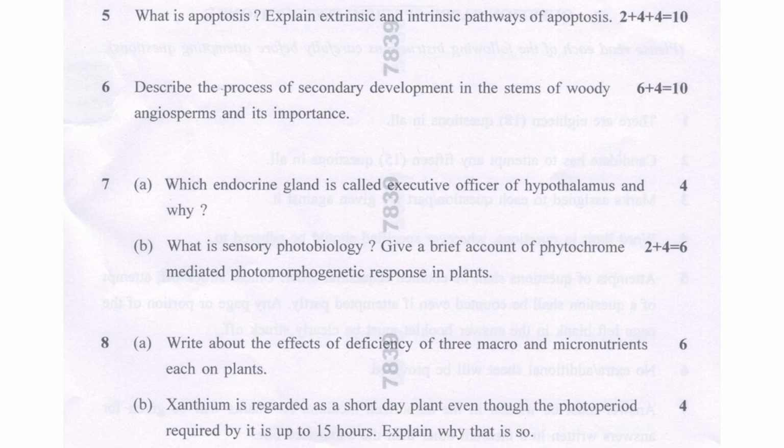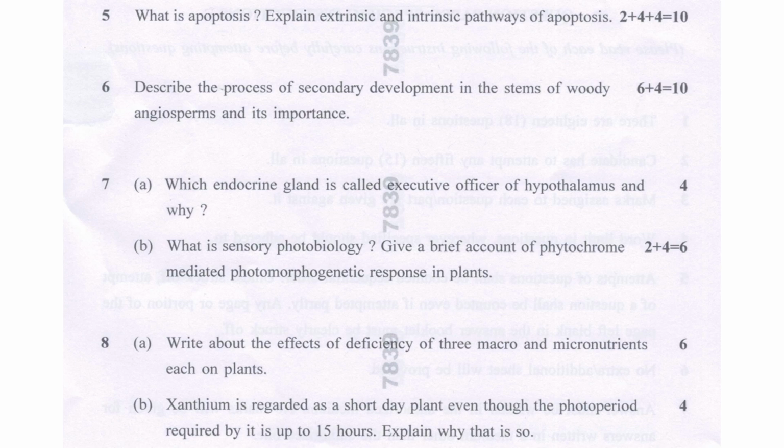Describe the process of secondary growth in the stems of woody angiosperms and its importance. Next question is: which endocrine gland is called the executive officer of the hypothalamus and why? And part B, it has another part. Part B: what is sensory photobiology? Give a brief account of phytochrome mediated photomorphogenetic responses in plants.